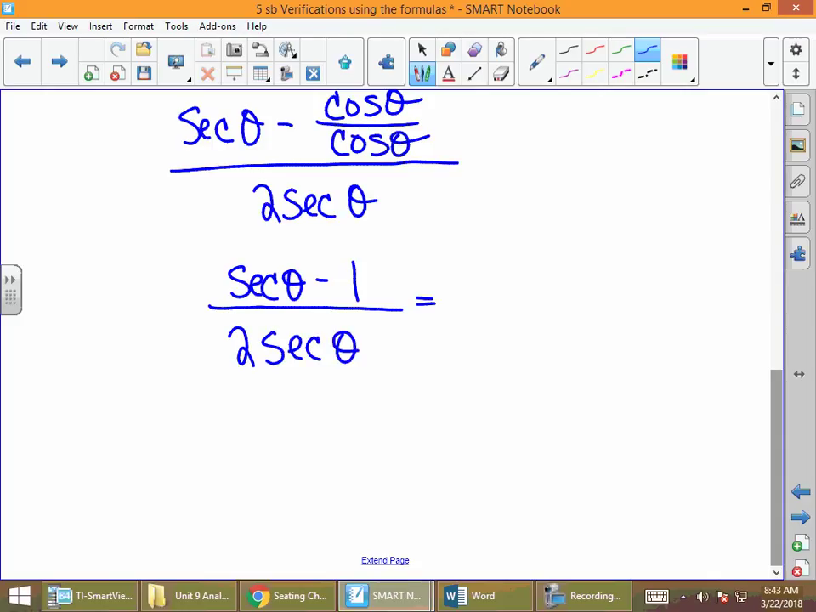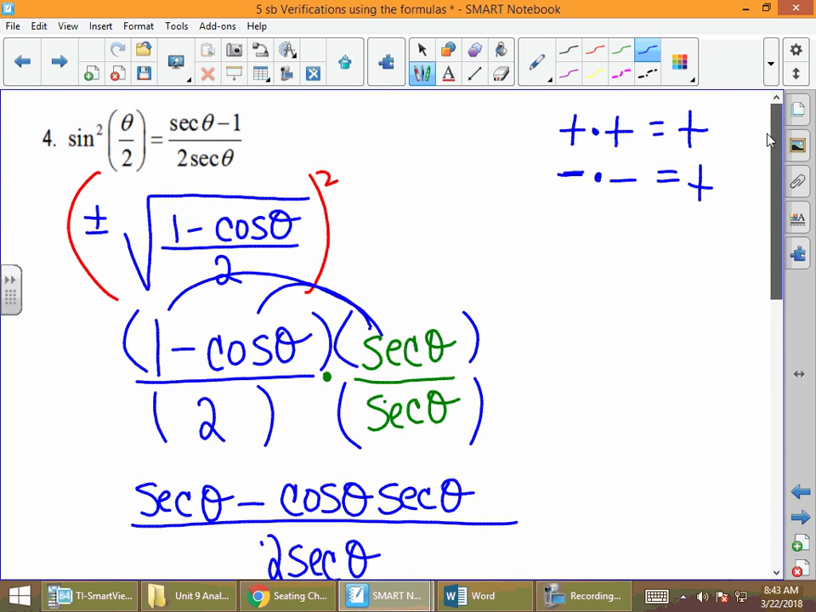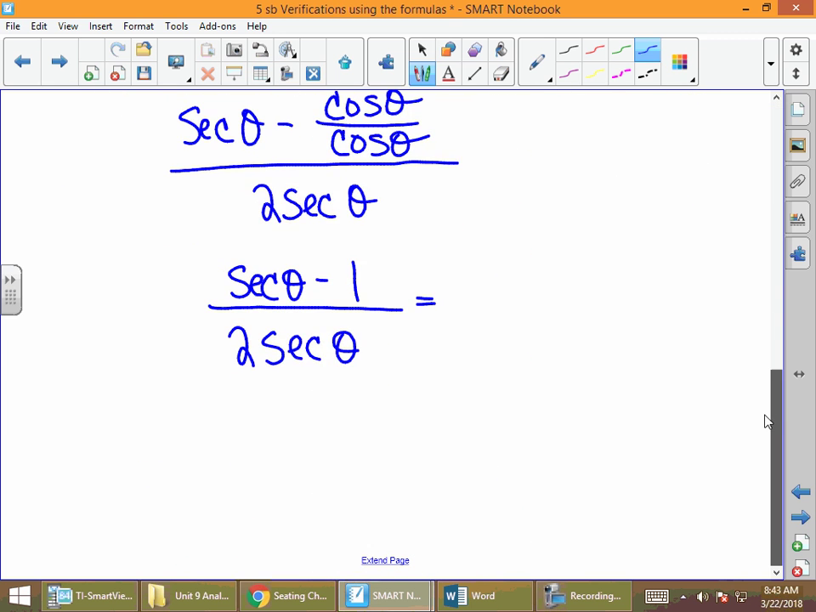And when we compare it back to our other side, we've got secant of theta minus 1 divided by 2 secant of theta. Remember, only use one side when you're verifying.